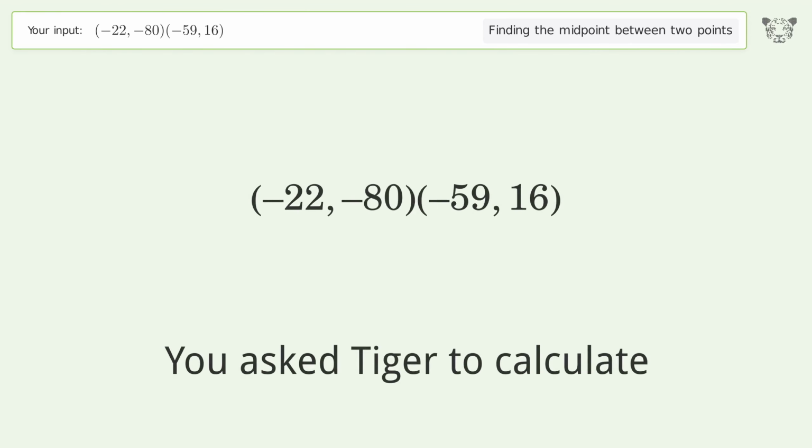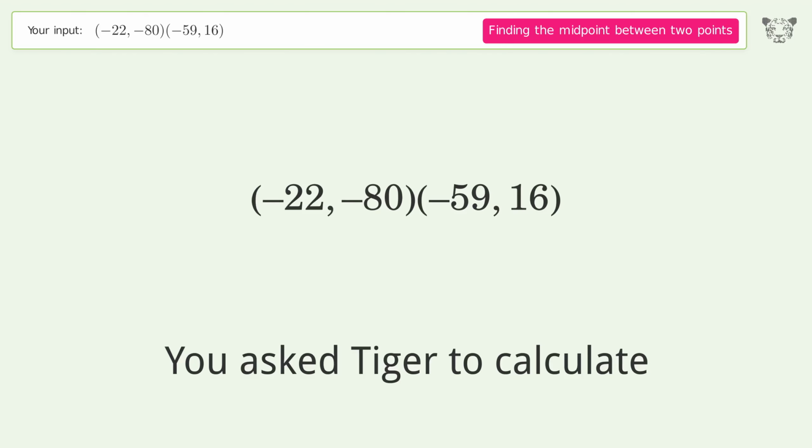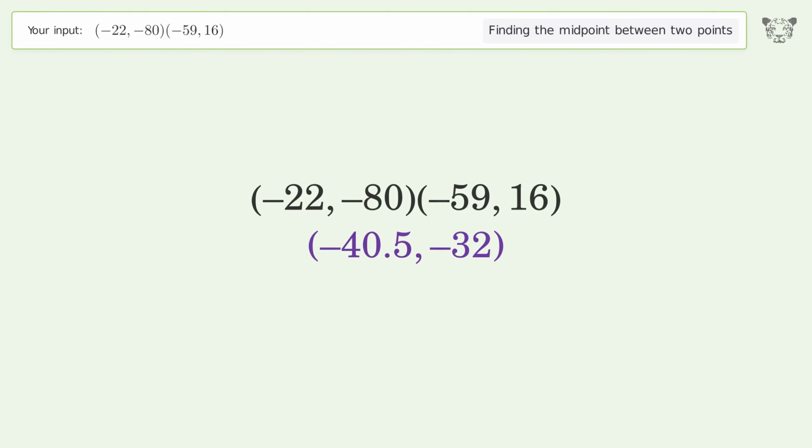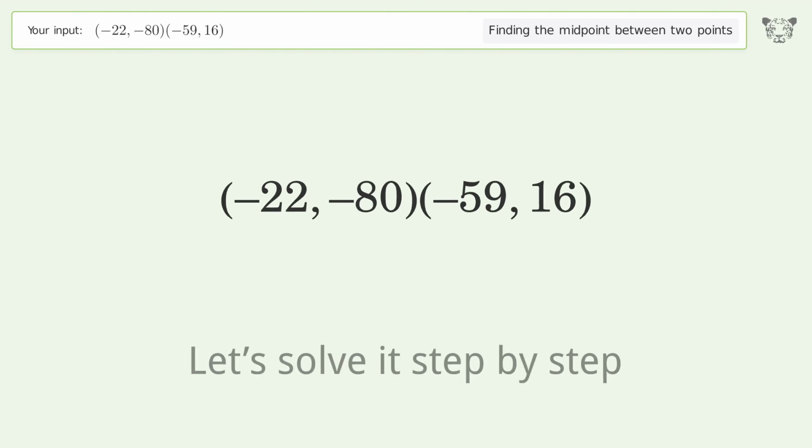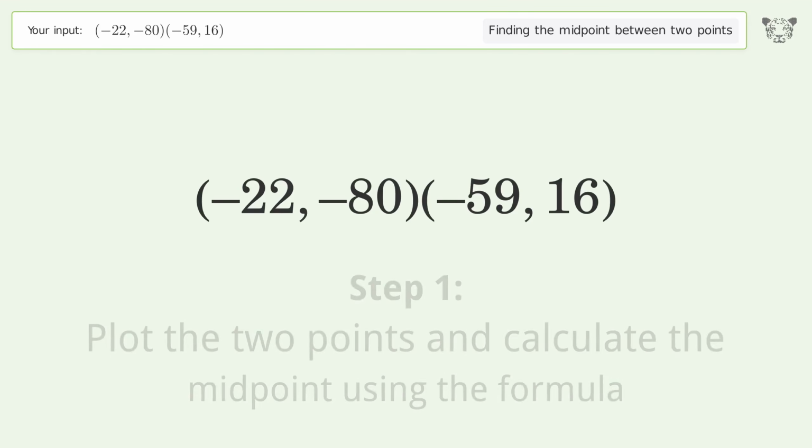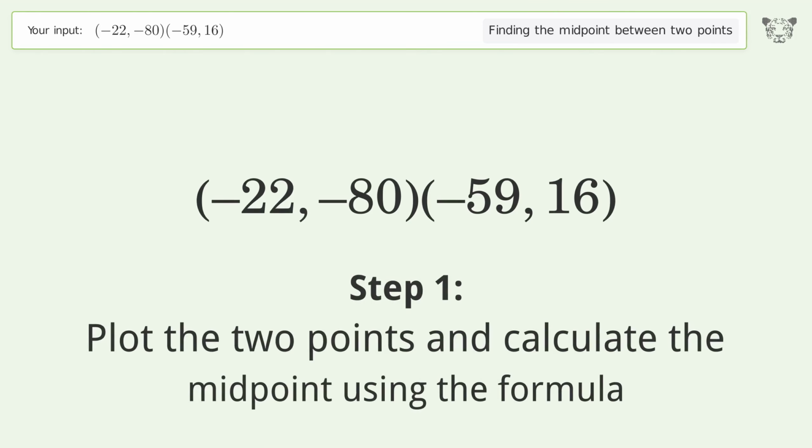You ask Tiger to calculate. This deals with finding the midpoint between 2 points. The midpoint between the 2 points is negative 40.5, negative 32. Let's solve it step by step. Plot the 2 points and calculate the midpoint using the formula.